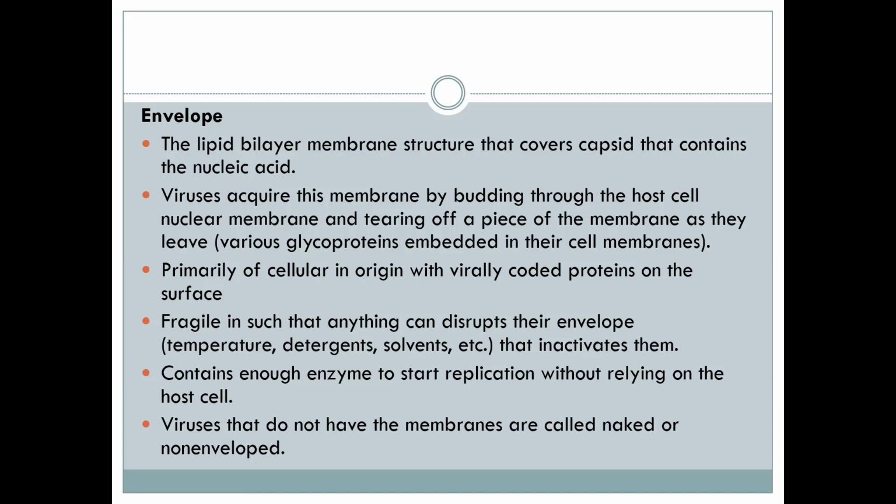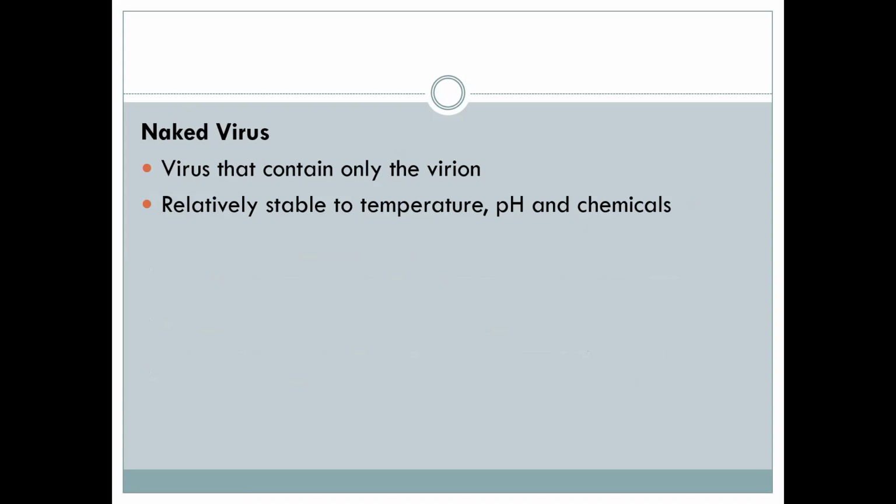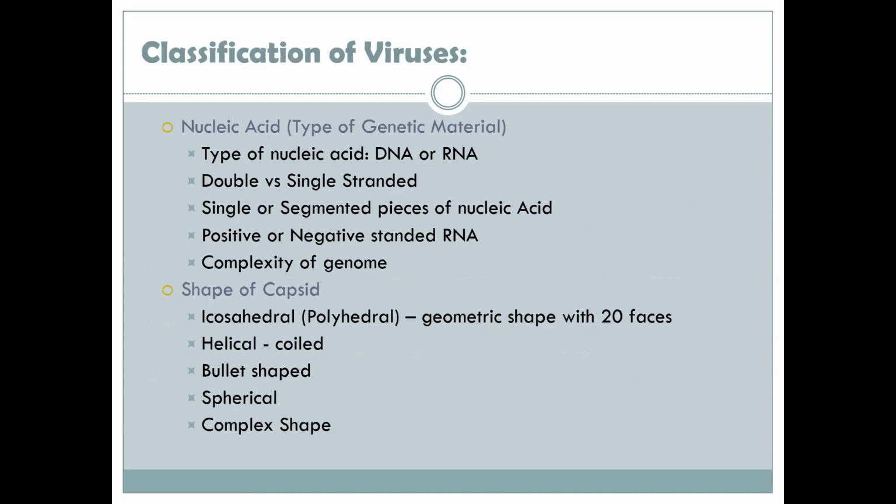So envelopes are fragile, such that anything can disrupt the envelope and inactivate the virus. It contains enough enzyme to start replication without relying on the host cell. Viruses that do not have the membranes are called naked or non-enveloped. When we say naked viruses, these contain only the virion. When we say virion, it's just the nucleocapsid and the genome. However, naked viruses, as mentioned earlier, are relatively stable to temperature, pH, and chemicals.